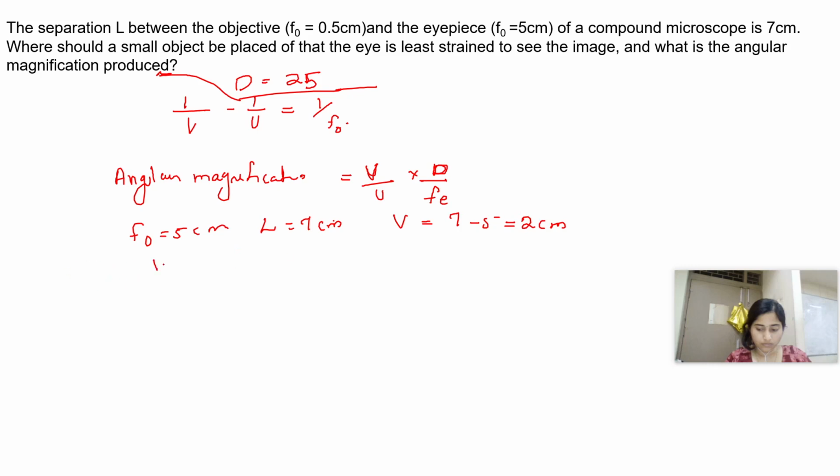Now if you apply the formula, 1 by u will be 1 by v minus 1 by fo. From there you will get the u value. From the u value you substitute here. All other parameters are given. Substitute in the formula and you will get the angular magnification. So only one condition you have to know: the eye is least strained if the final image is formed at infinity. In such cases, the image formed by the objective should fall at the focus of the eyepiece.